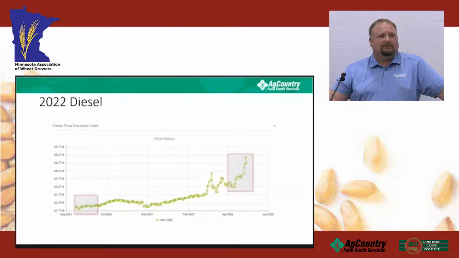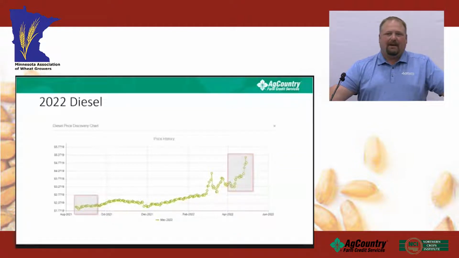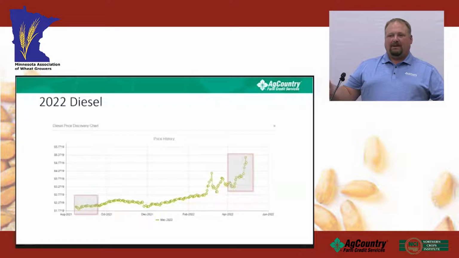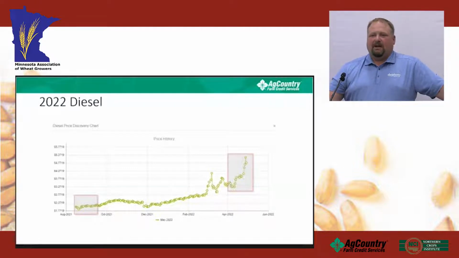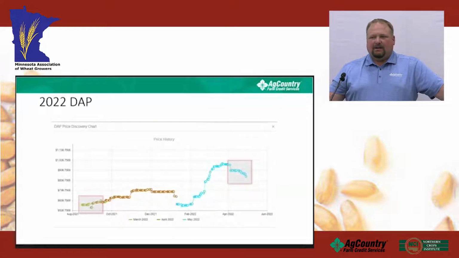Well, what happened? Lots of things happened, right? But one of the bigger things, Russia and Ukraine. And there's all some disruption in the market in many aspects. So again, we can see where diesel really spiked in April because of what was going on. DAP as well, that started to spike a little bit early. Right once we got into February, see where that took off.